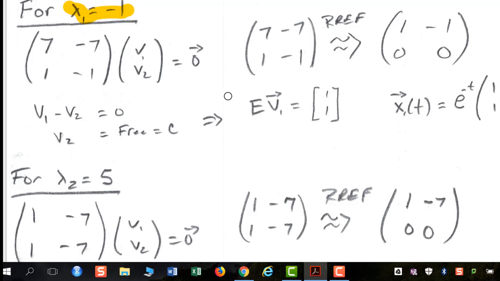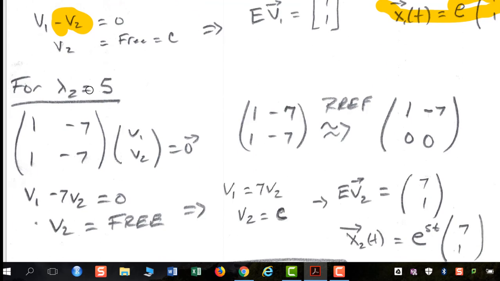So v1 minus v2 equals 0, and v2 is a free variable that I call c. When I solve this and put the minus v2 on the other side of the equation, I get v1 equals v2, and v2 is equal to c. So I choose 1, 1 because that'll work. When I do that, I get x1 of t is equal to e to the minus t times my associated eigenvector, 1, 1.